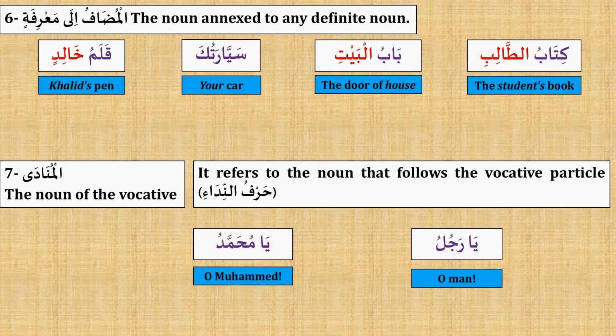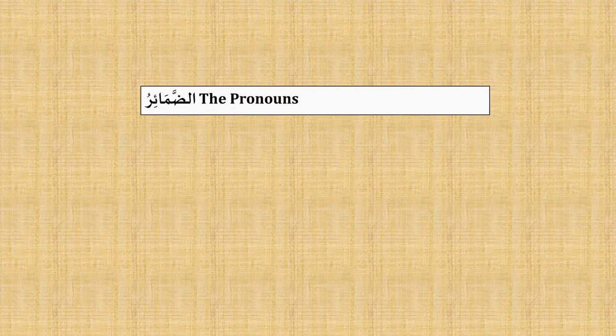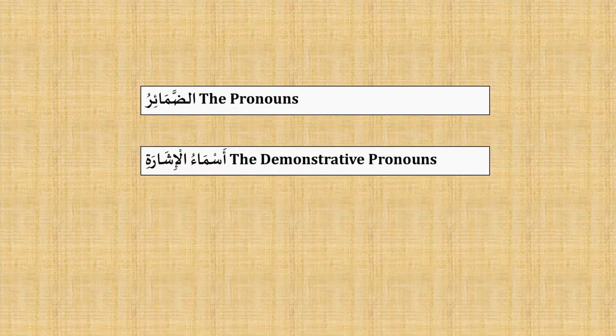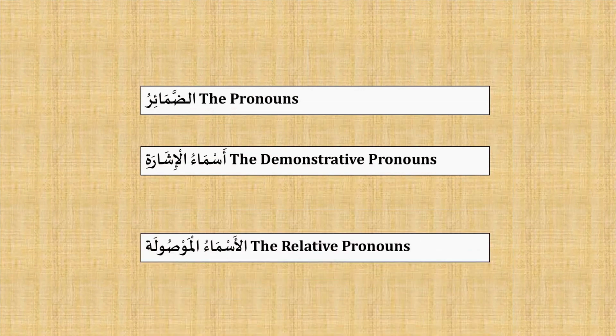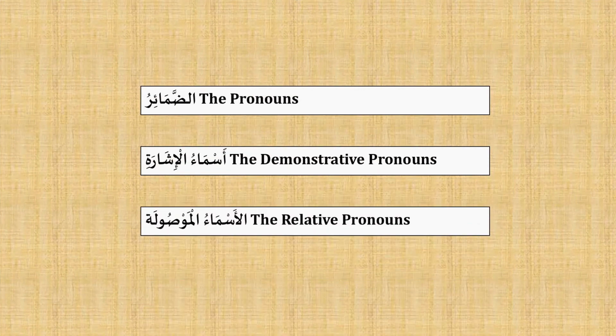And with this lesson we concluded all 4 qualities of Arabic nouns. In the next lesson I will be explaining ad-damair, pronouns, asma'ul ishara, the demonstrative pronouns, الأسماء الموصولة, the relative pronouns. See you next lesson, inshallah.